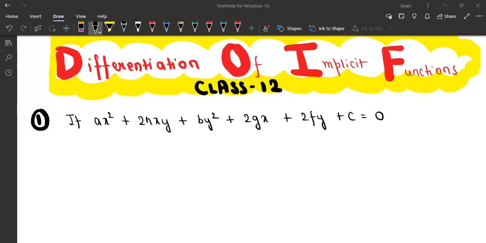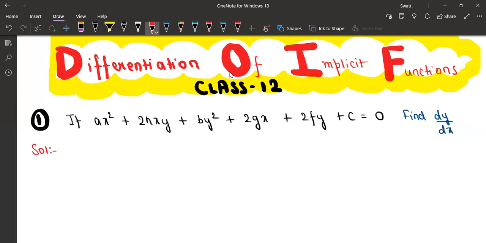So this is our first question. As you can see, if ax square plus 2hxy plus by square plus 2gx plus 2fy plus c is equal to 0, we have to find out the value of dy by dx. Okay. So what do we need to find here? We need to find dy dx. Remember that. Now we can start with the solution.